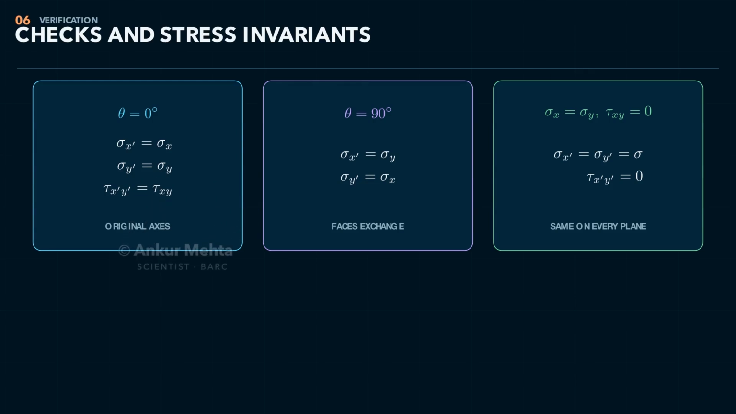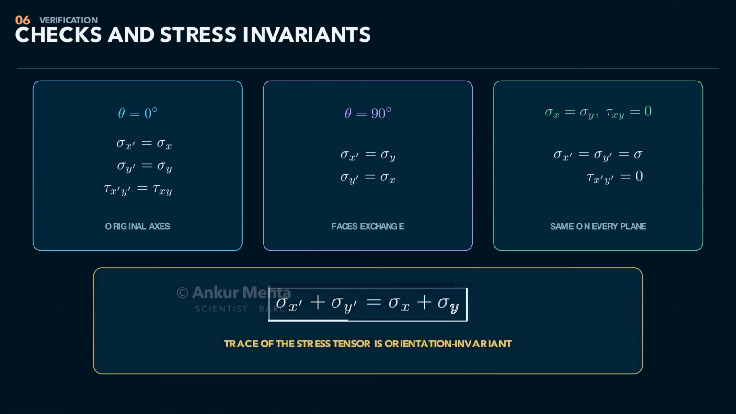There is also a deeper invariant. Adding sigma x prime and sigma y prime cancels all sine and cosine terms, leaving sigma x plus sigma y. The trace of the stress tensor is independent of orientation. The center of the normal stress variation is therefore always the average, sigma x plus sigma y divided by 2.